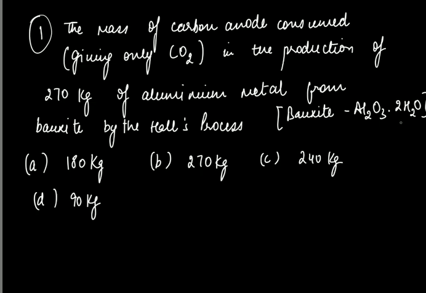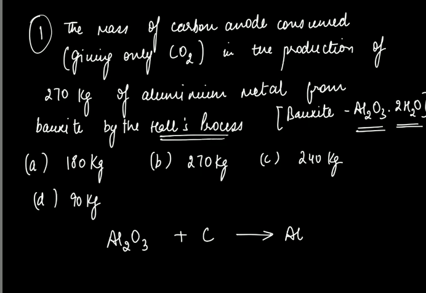Now, no need to consider water molecules over here. We'll be taking only aluminium oxide, also called alumina, Al2O3. So in this Hall's process, what is happening? Carbon is acting as a reducing agent. It's going to reduce this aluminium oxide, and we are going to obtain aluminium. That's the Hall's process. This is used for extracting aluminium commercially, and carbon dioxide is released. So we can balance this.